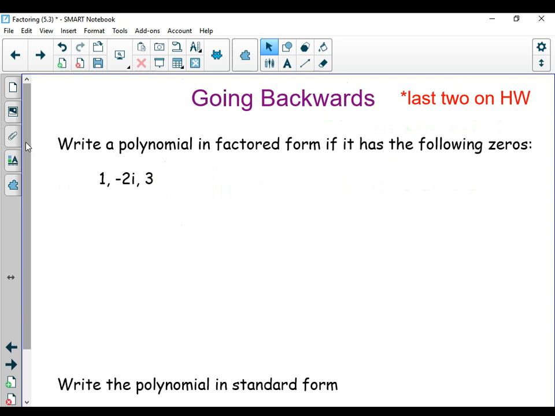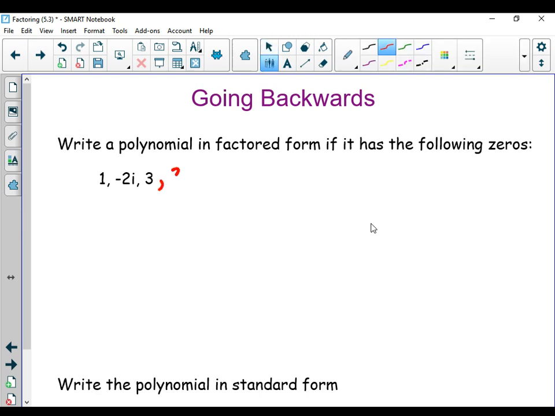So I could give you a problem like this on your homework, and I tell you to write this in factored form. Well, I see a negative 2i up there. What else has to be there? A positive 2i. So they want me to write this in factored form. If they say factored form, you say thank you. And I'll show you why here in a second.